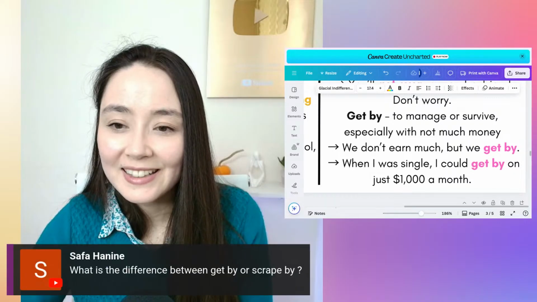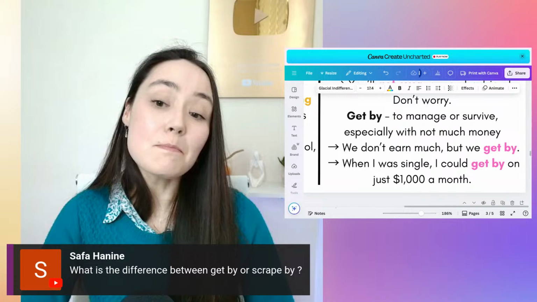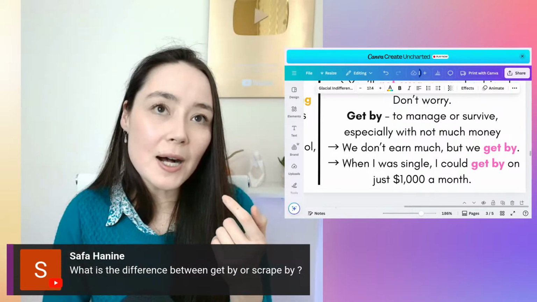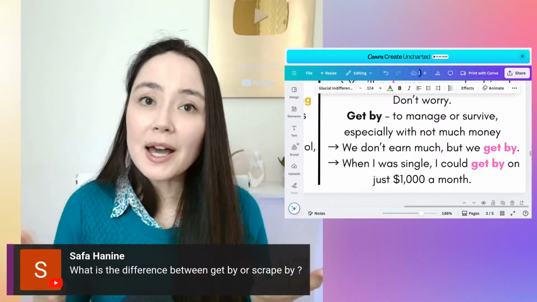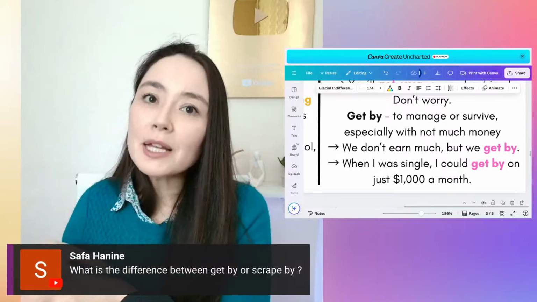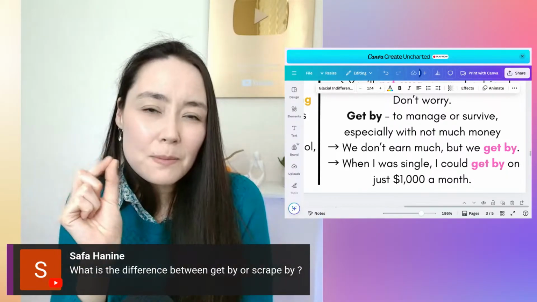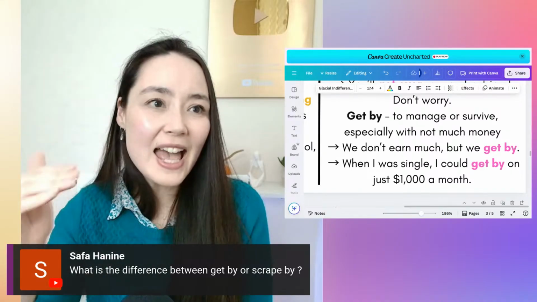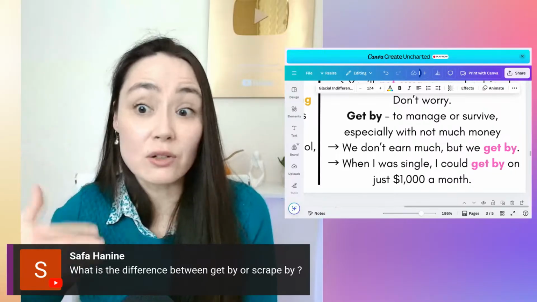Safa, what is the difference between get by and scrape by? Many times they're interchangeable, but scrape by has more hardship. It's more difficult. To get by, you're managing. Scrape by, you might be a little bit more desperate. When you get by, you might have a little bit of money left over in your account, but when you're scraping by, at the end of every month, there is zero, or maybe you're in the red.